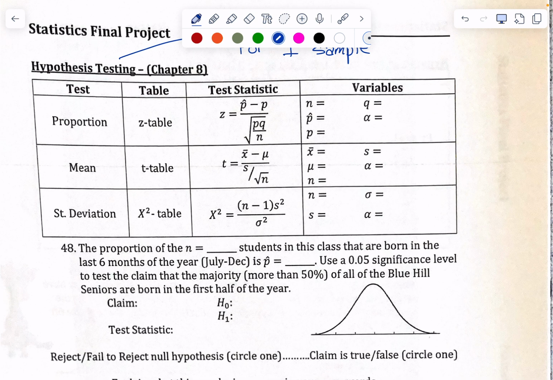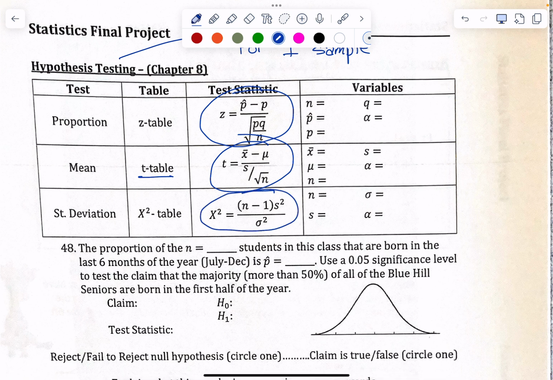So we've got proportion, we've got this information. Mean, we've got this information. We're using the t-table, even though sometimes you use the z-table, but we're using the t-table because we have like 15 people, right? And then chi-squared table, this is the formula that you use for that.